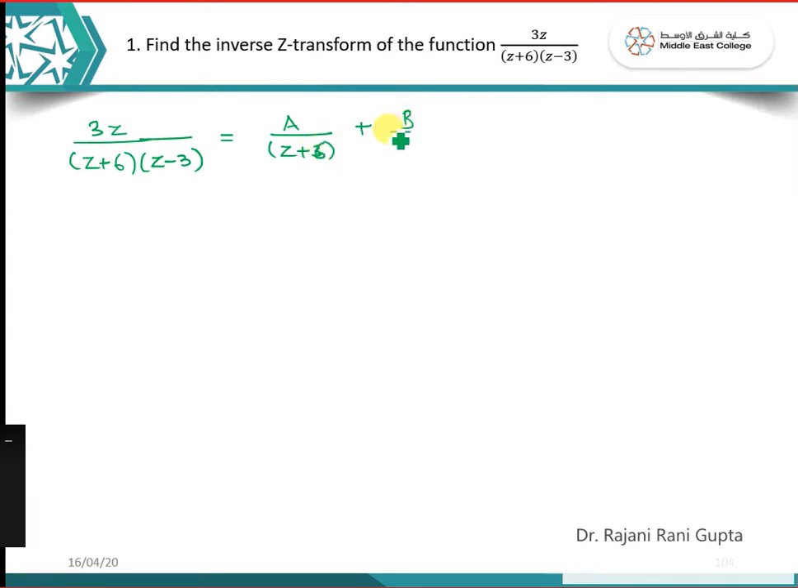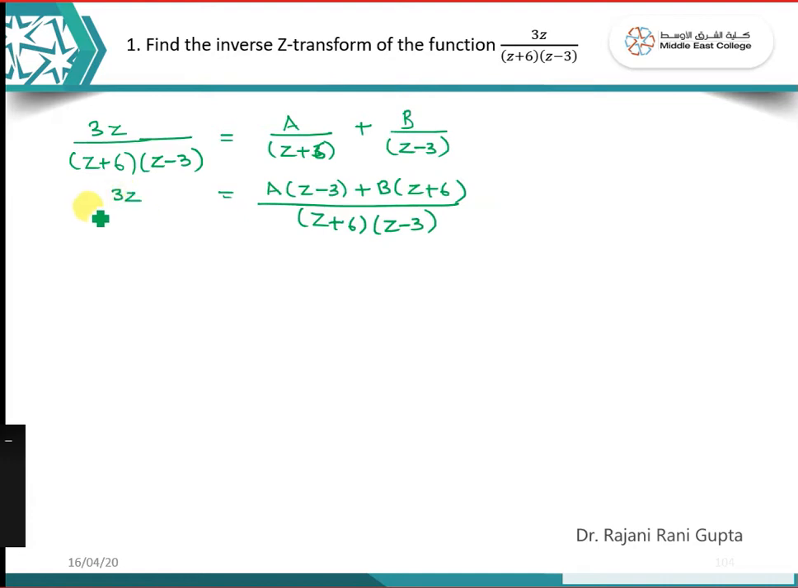So how will it work? A over z plus 6 plus B over z minus 3. So as per the procedure, we simplify it by adding the terms, right? So this gives you 3z over (z plus 6)(z minus 3). When we compare the numerator, we will get A times (z minus 3) plus B times (z plus 6). So it's the same equation. Now it is in terms of z, unlike in terms of s in the case of inverse Laplace transform.